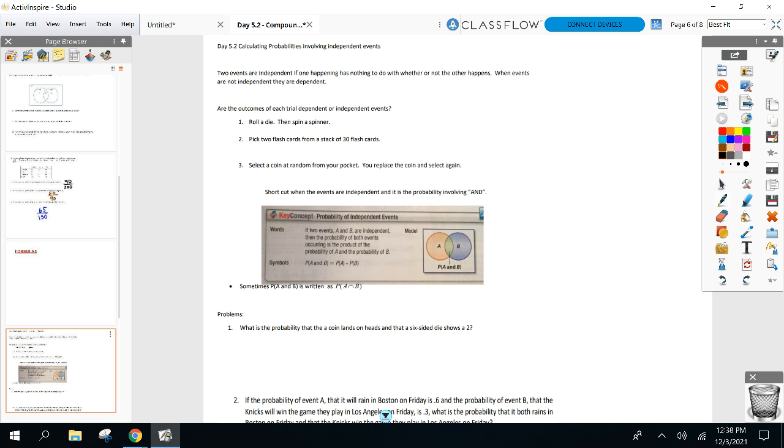No. Yes or no? No, correct, right? They don't. So I say flipping a coin and rolling a die are independent because one has no effect on the outcome of the other. On number 1, rolling a die, and now spinning a spinner. Does one have any effect on the outcome of the other? No. So we're going to say these 2 events are called independent events. One does not have any effect on the outcome of the second. All good.